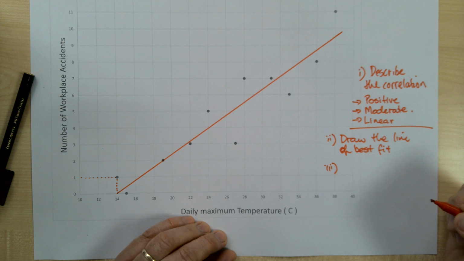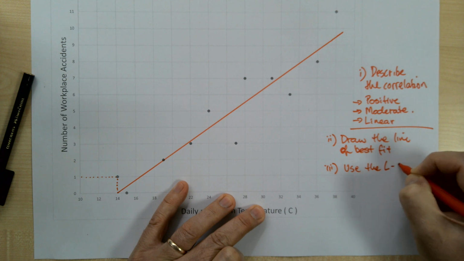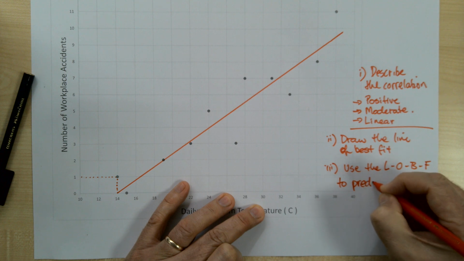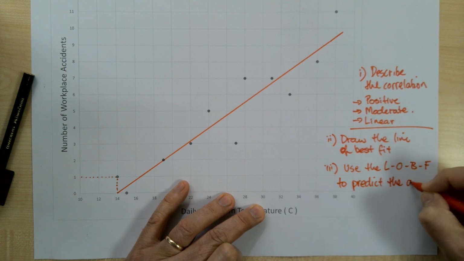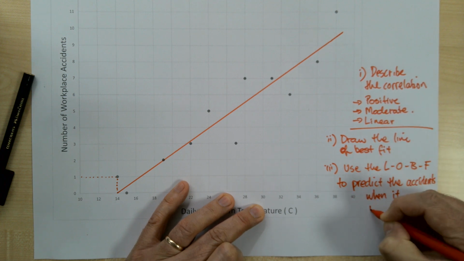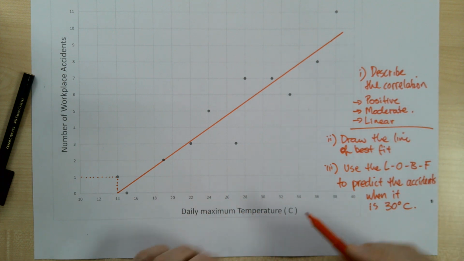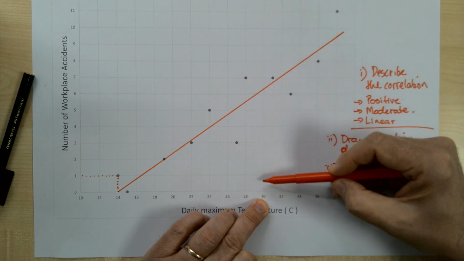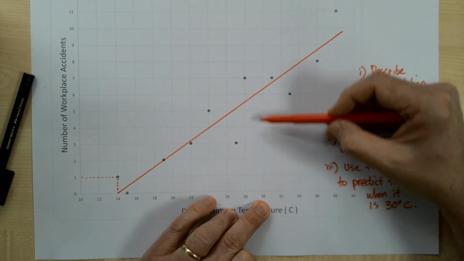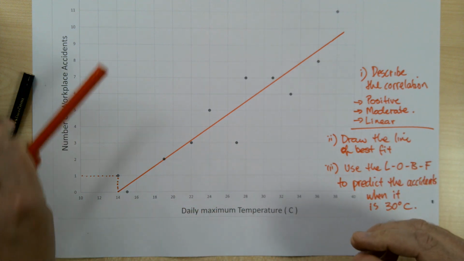And the third one, I would say this: use the line of best fit to predict the accidents when it is 30 degrees Celsius. Because look at this. There is no data point at 30 degrees Celsius. There's one at 28 and there's one at 31, but there's nothing at 30. So if we were going to predict, we can use this line of best fit. Okay, so this is how you do that.